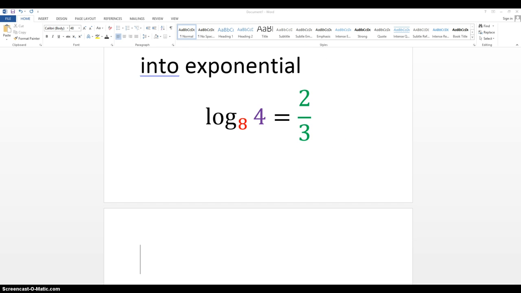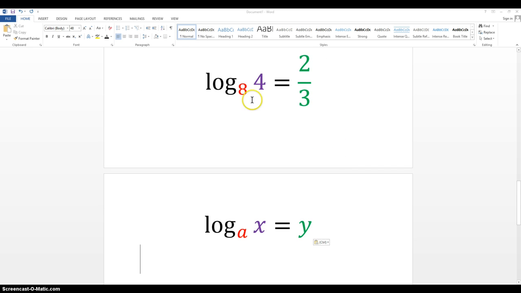Again, what I will do is place my general equation, which is log of x base a equals y. So in other words, now the a matches up with what number? 8, exactly. The x matches up with what number? 4, good job. And y matches up with what number, or what fraction? 2/3, good.